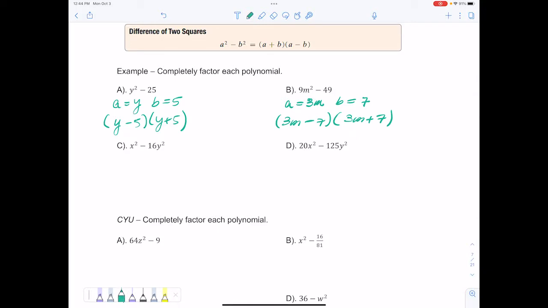In letter C, the square root of x squared is x. The square root of 16y squared is 4y. So now I'm going to have x minus 4y times x plus 4y.